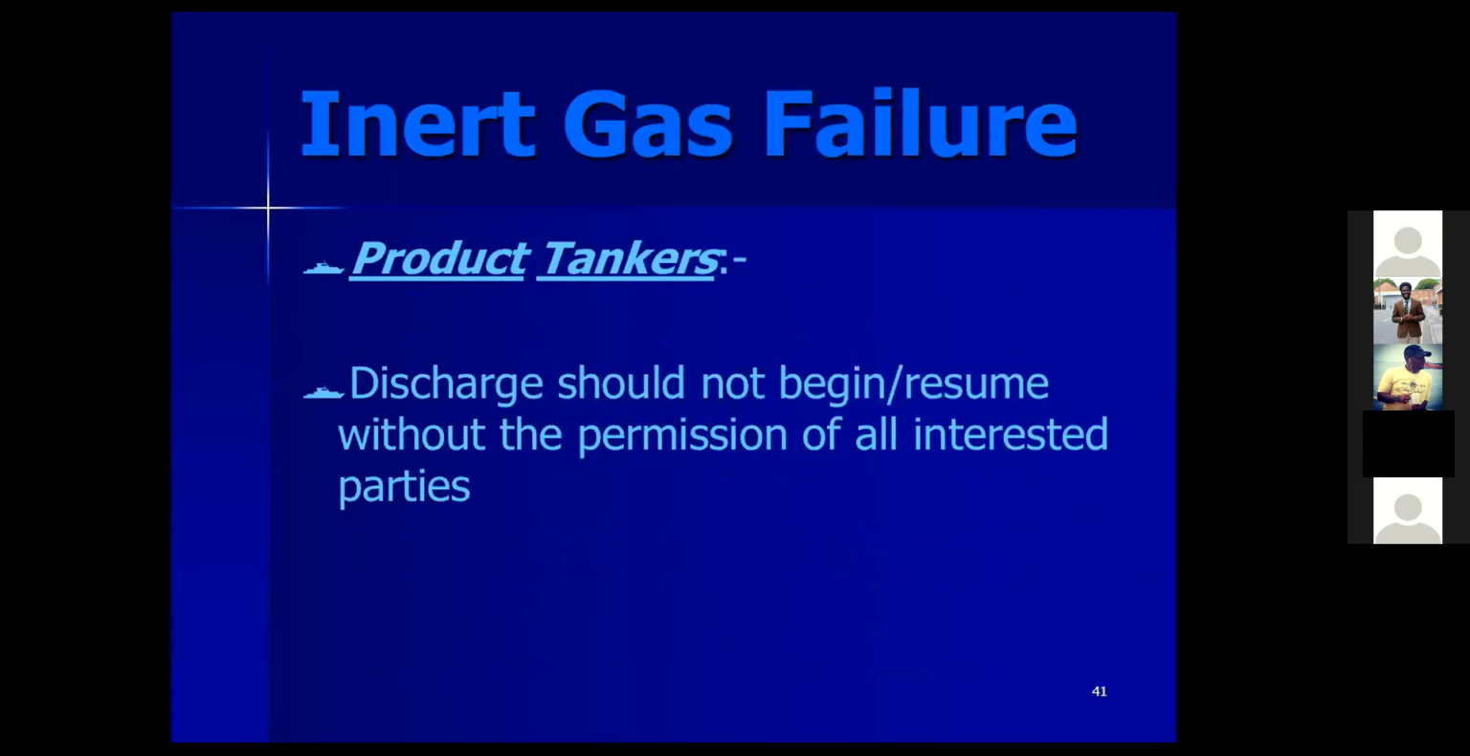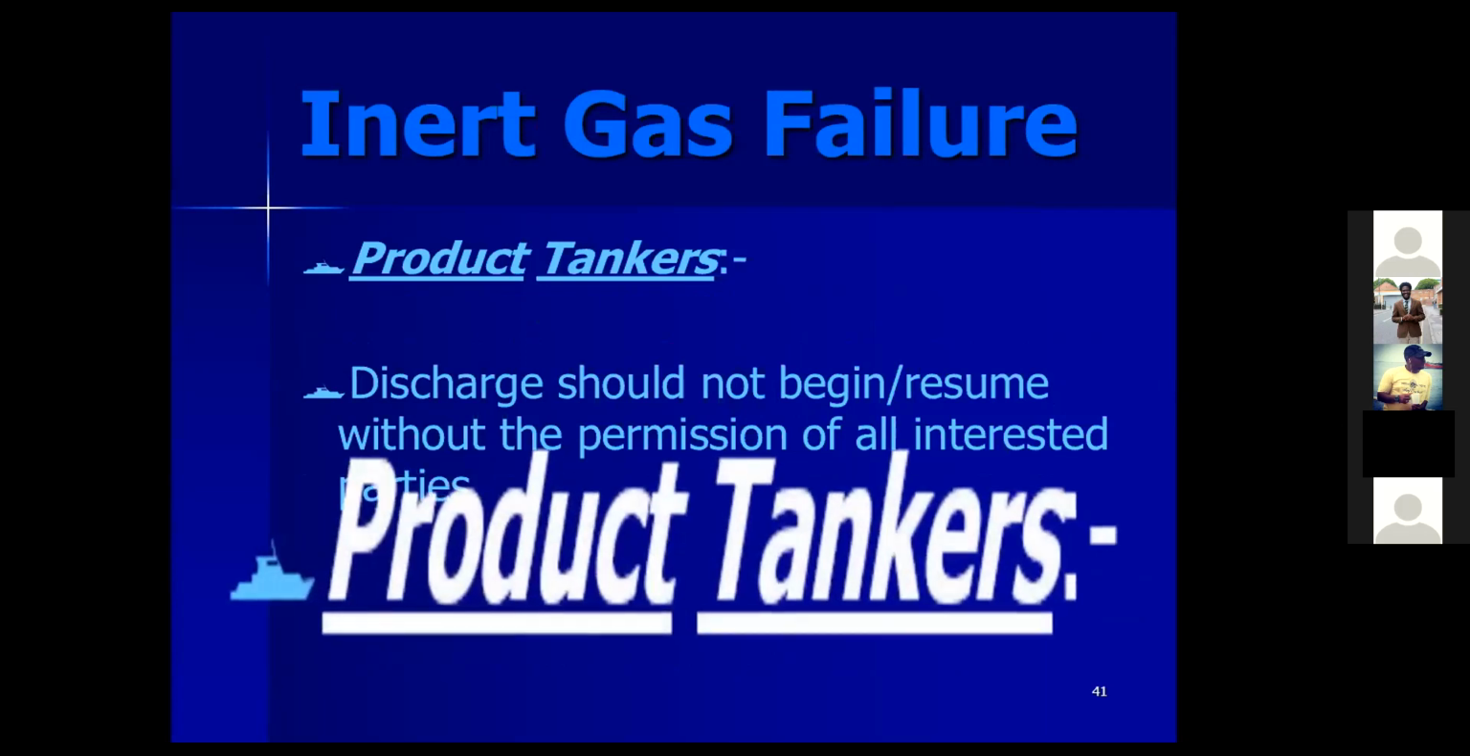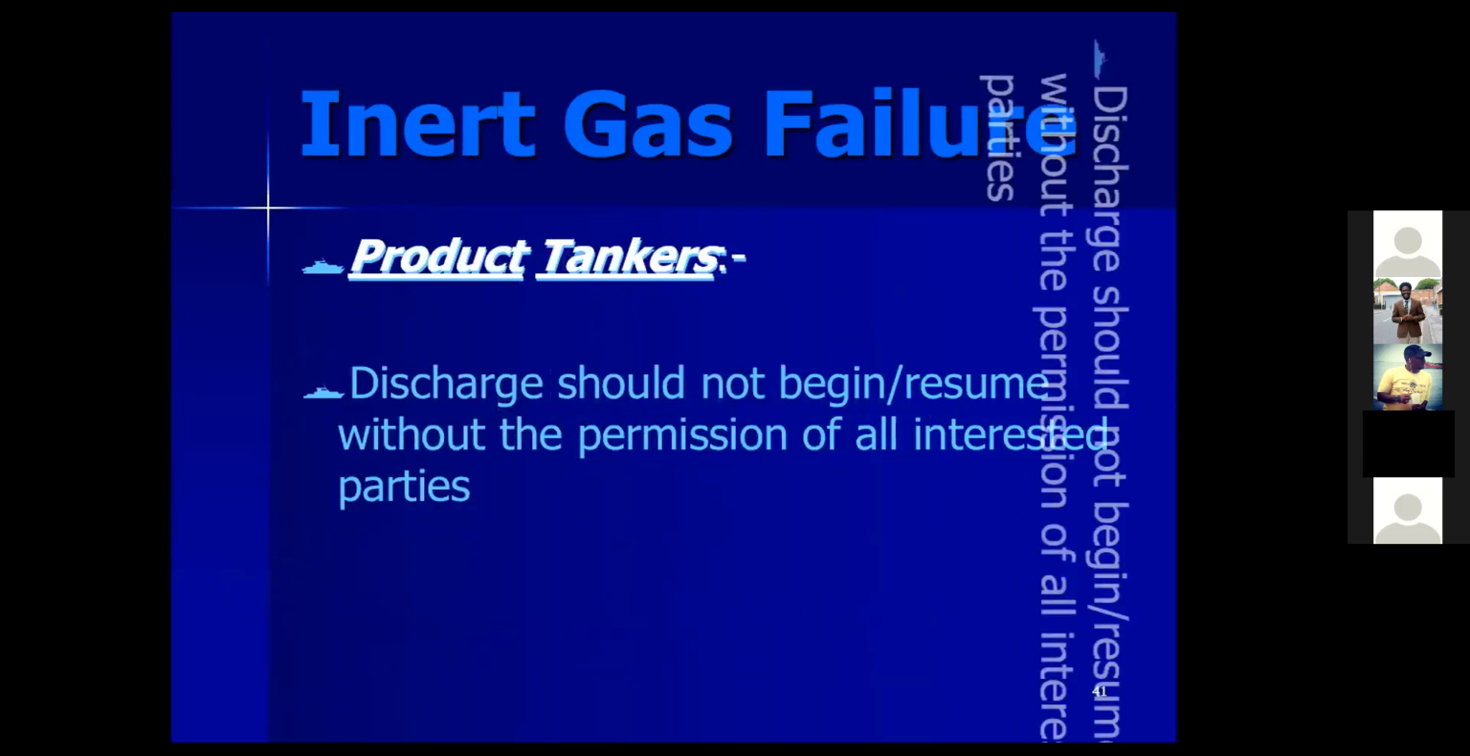So in product tankers, generally, very important, discharging should not begin or resume without both parties agreeing. Even when you have a failure, if you go to ports like Japan, everybody will be there. So until both parties agree, they have inspected that everything is fine, the shore is ready. If you cannot have your inert gas plant running, then the shore can supply you with inert gas. So that has to be an agreement, and it is very, very important for you to discuss that during the meeting.